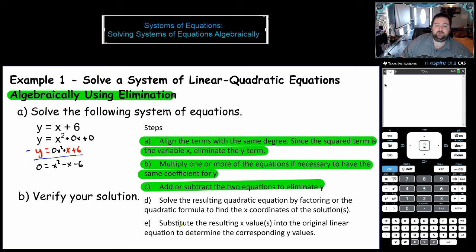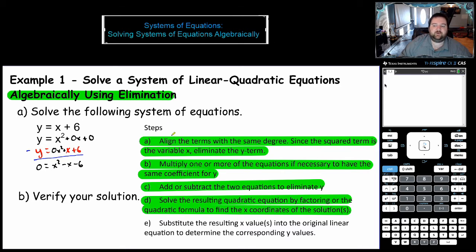Now it's going to look very similar to the last lesson, where we're going to be solving the resulting quadratic equation by factoring or using the quadratic formula to find the x coordinates. So this one, we're not going to have to use the quadratic formula. It's pretty easy, right? This is one that we can factor. And it's 3 and 2. 3 times 2 equals 6. And 3 minus 2 equals 1. And so we're going to have x minus 3, x plus 2. So you just have to play with the plus or minus signs to get that to work there. And there we go. Now we have x equals 3 and x equals negative 2.